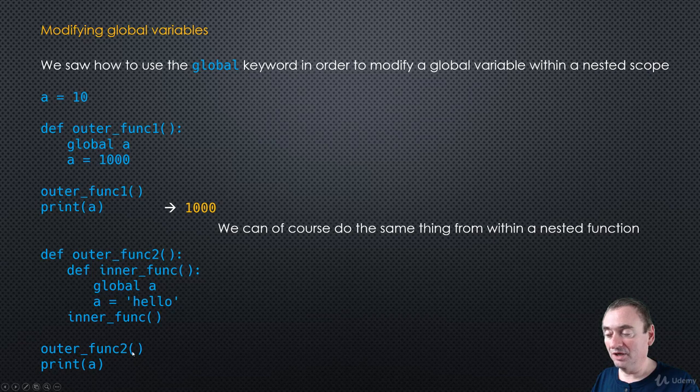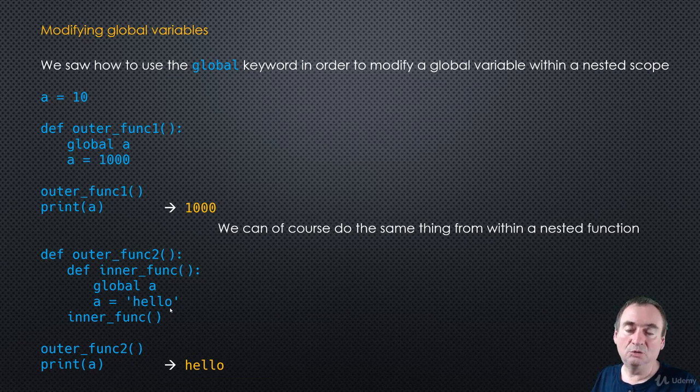So when we call out-of-func2, what happens? Well, it's going to go ahead and call inner-func. Inner-func is going to define a to be hello, but the global a, right? So it's going to point the global variable a to this new object called hello. So after out-of-func has finished running, when we print a out, it will print hello. It's modified the global variable. So it's okay to use a global keyword in inner functions as well. Python is going to go straight to the global namespace and point our variable to that one.